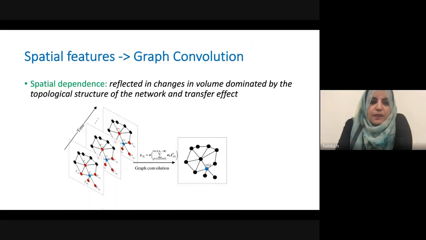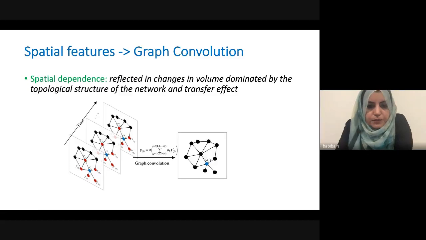Now, when we have spatial features, we can apply a graph convolution layer on top of it. So now we are aggregating the neighborhood information of a node. Let's suppose we were trying to predict the frequency of service of the blue nodes. In one convolution layer, we would be looking at the one-hop neighborhood and aggregating the neighborhood information to predict the frequency of service for that blue node.